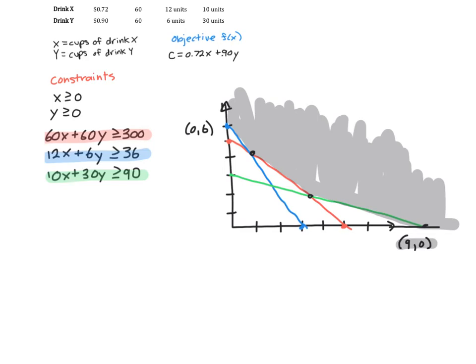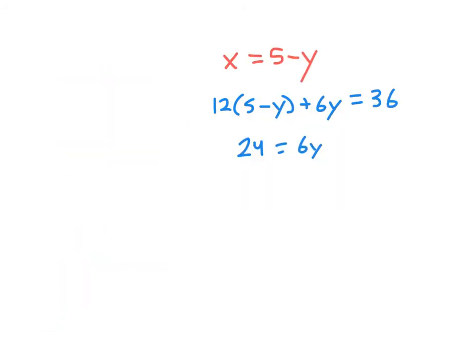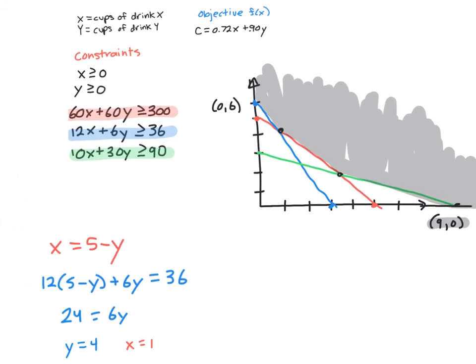So I'm going to do that using substitution. I'm going to take my red equation and solve for x. And then I'm going to substitute that into the blue equation. But like I said, you can solve this system however you want. If you would rather use elimination, that is completely fine. So we can say 24 equals 6y, so y will equal 4, which means that x will equal 1. And that actually does match up really nicely with what our graph looks like.